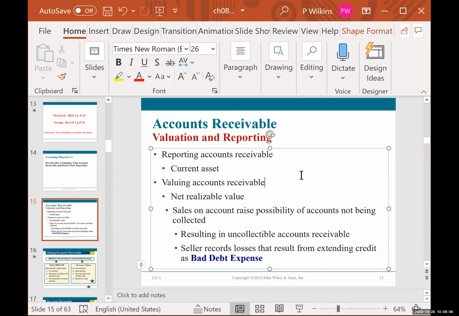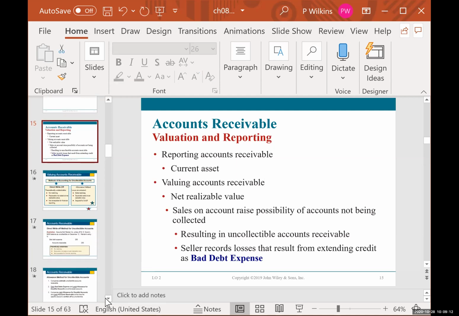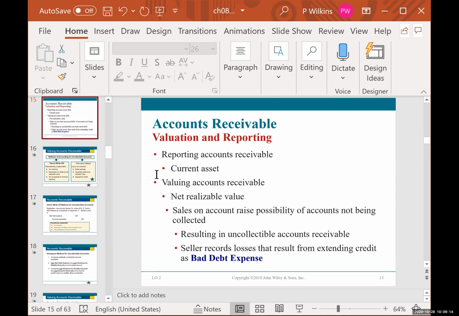So that is what this is about. This is about creating that faithful representation. Now, just because you estimate 500,000 is going to go bad, it may not go bad, but you have to put in the representation of what's going to go bad.